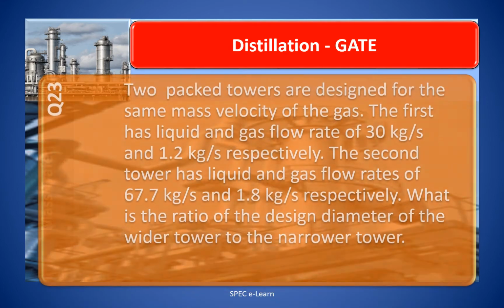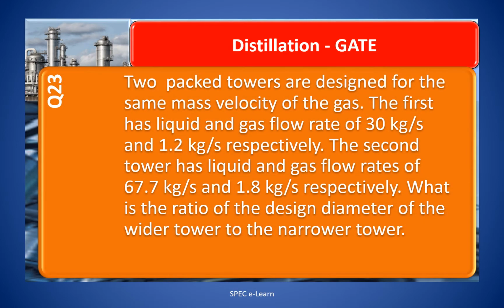Question number 23. Two packed towers are designed for the same mass velocity of the gas. The first tower has a liquid and gas flow rate of 30 kg per second and 1.2 kg per second respectively. The second tower has liquid and gas flow rates of 67.7 kg per second and 1.8 kg per second respectively. What is the ratio of the design diameter of the wider tower to the narrower tower?